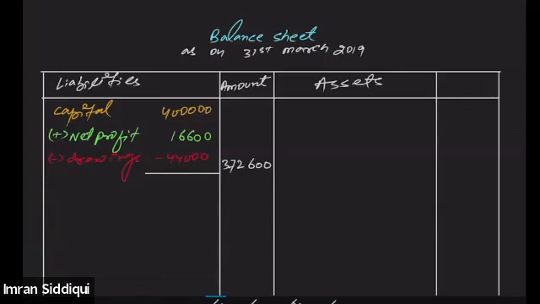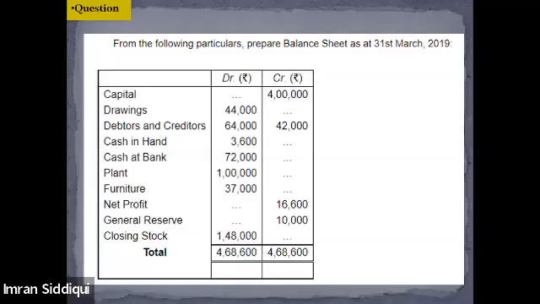Right, everyone? Anyone having any doubt? Is that clear, everybody? Yes, sir. Coming back to the question. After capital, we have drawing, we already treated drawing. Then debtors and creditors. Debtor is 64,000, creditor is 42,000. So debtor will be written on the asset side of the balance sheet, and the creditor will be there on the liability side.